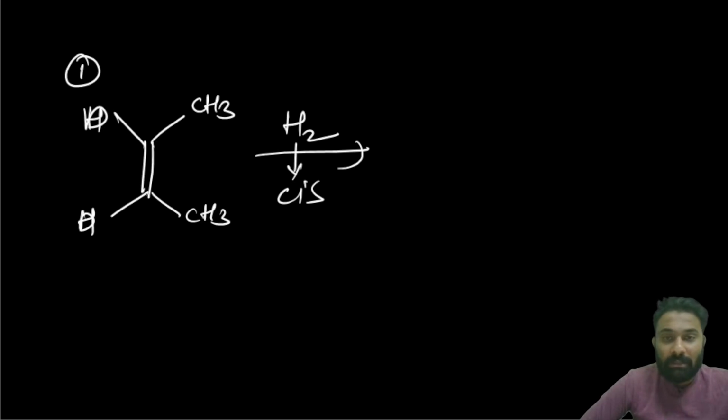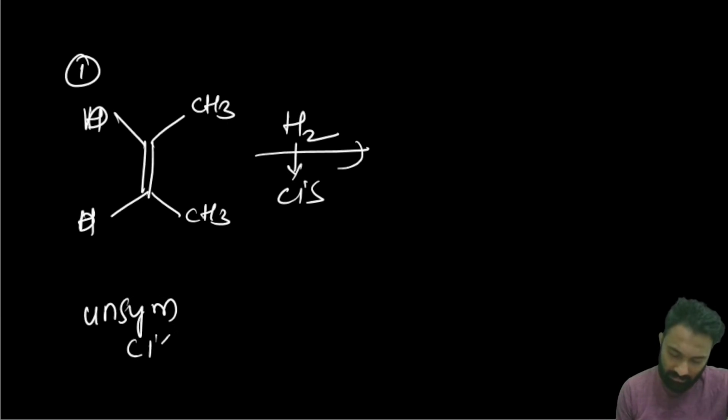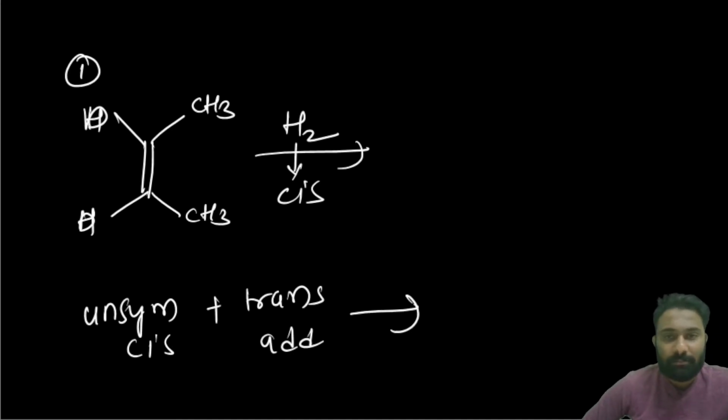Unsymmetrical cis plus trans addition. Threo. Good, threo it will give. No, not racemic. This is not symmetrical, it is unsymmetrical. Unsymmetrical cis upon trans addition will give threo.